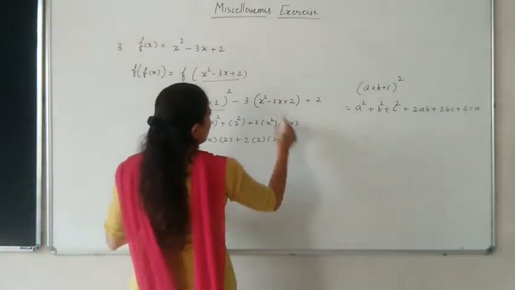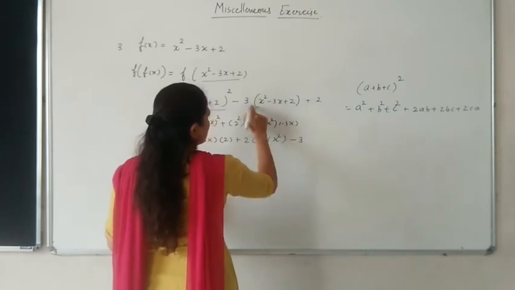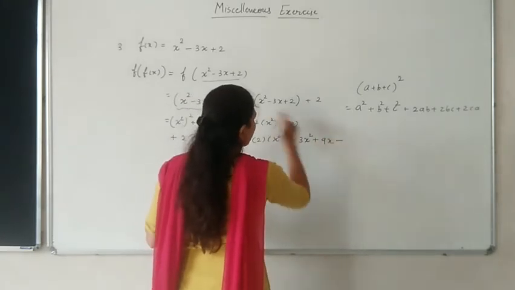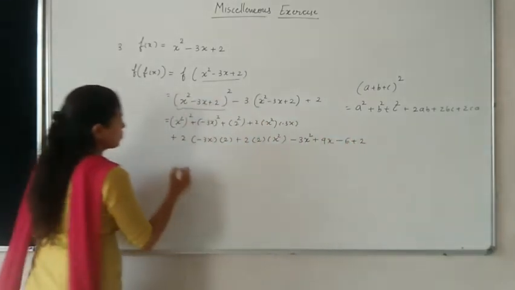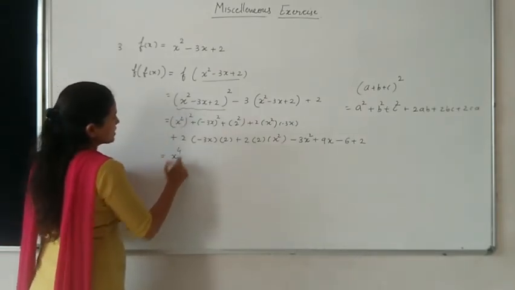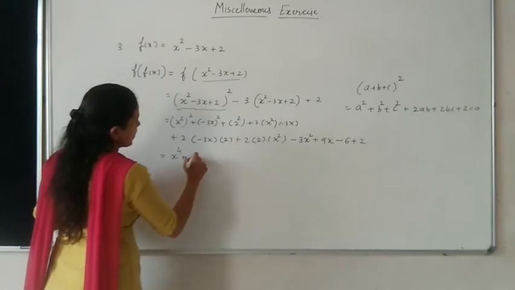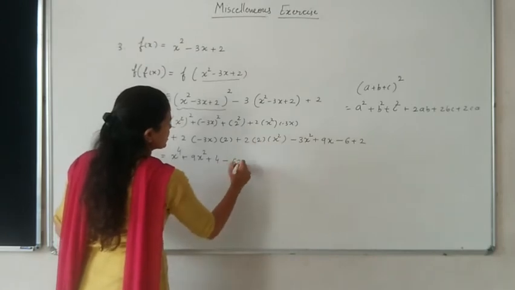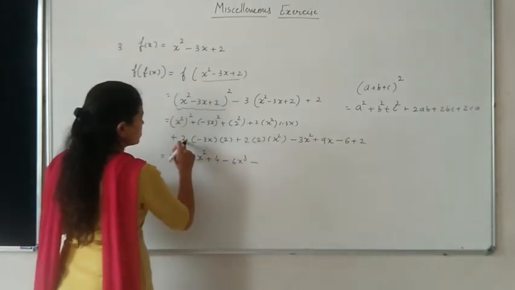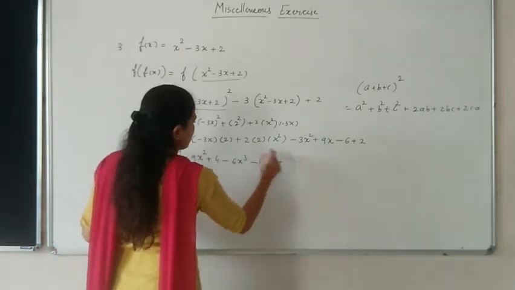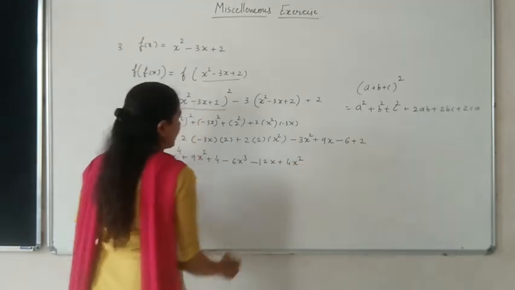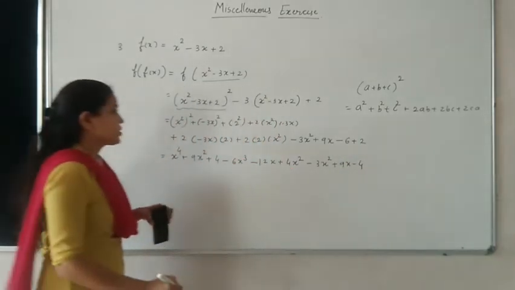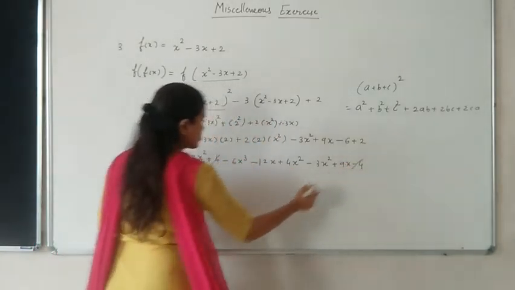Now for minus 3 times x square minus 3x plus 2, let me multiply the 3 inside. Here x square whole square means x raised to 4, plus 9x square, plus 4, minus 6x cube, minus 12x, plus 4x square, minus 3x square plus 9x minus 6, minus 4. Here plus 4 and minus 4 cancel.